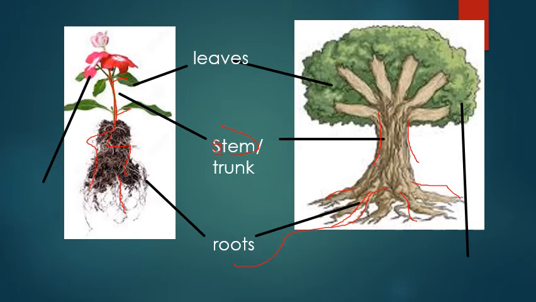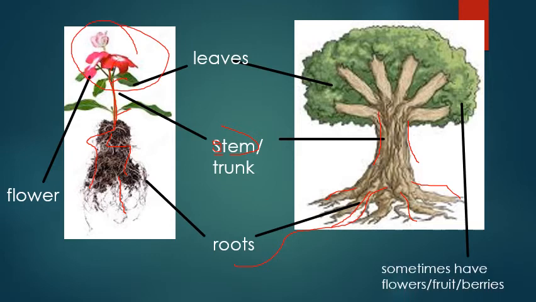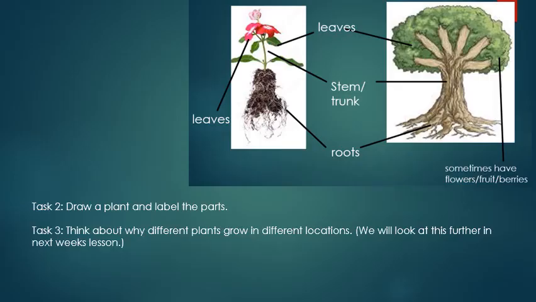The leaves are on both the flower and the tree. The flower picture that I've put up has a flower that we can see very clearly here with petals. And I have labelled on here, the trees sometimes have flowers, fruit or berries. So that brings me to your second task. It is to draw a plant and label the parts. So you may choose to do a flower, you may choose to do a tree, or you may choose to do both. It's completely up to you, boys and girls.